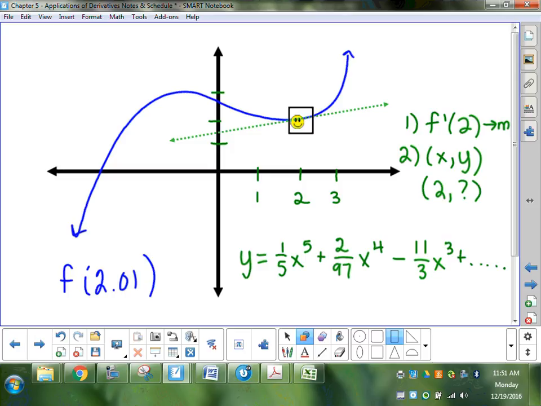Is the line close at 2.01? Is it close at 3? No. So if we were to evaluate it out at 3.01, we'd have to get a new tangent line. But see how if I pick a point really, really close, the line and the function aren't going to be that far apart. Does that make sense? Yes or no? Okay. Our stuff today is all predicated on that. It's called a local linearization model.